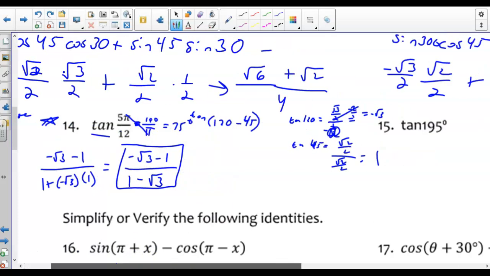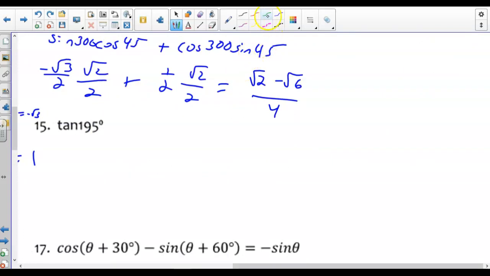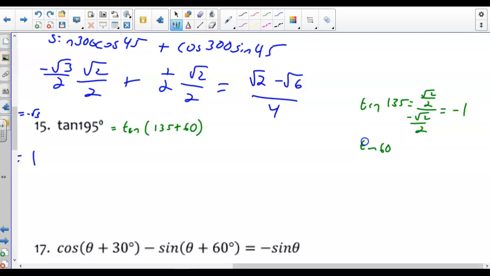Okay, jump over here to 15. Tan of 195. Use a different color. So tan of 195, I'm going to use tan of, let's see, 135 and 60. Because I need to do an addition since I did subtraction. So, off to the side here, tan of 135 equals sine over cosine, radical 2 over 2 over negative radical 2 over 2, because it's the second quadrant, which is negative 1. And tan of 60, radical 3 over 2 divided by 1 half. Keep change flip, so multiply by 2 over 1, the 2 is cancelled, radical 3.